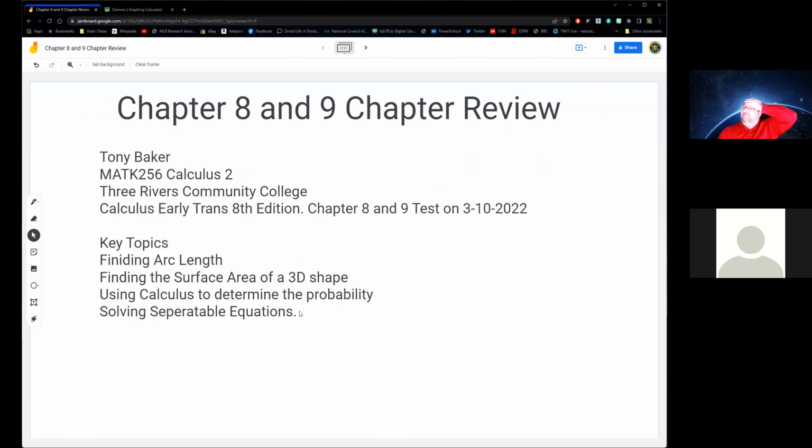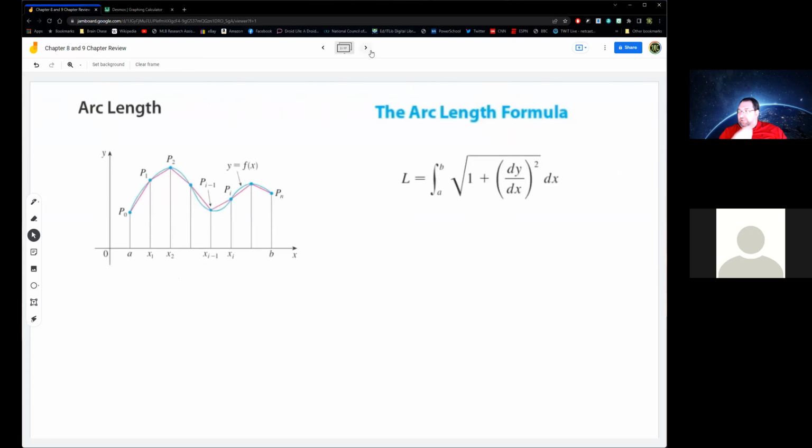So the test covers these basic 4 topics: finding arc length, finding surface area with 3-dimensional shapes, using calculus to determine probability, and solving separable equations. That's 8.1, 8.2, 8.5, and 9.3. There's 3 of every question, so there's 12 total questions on this test.